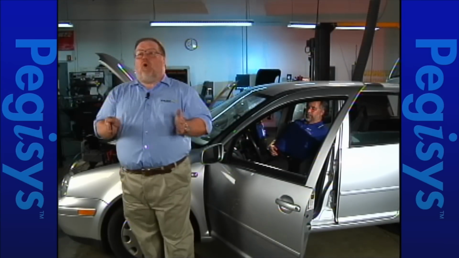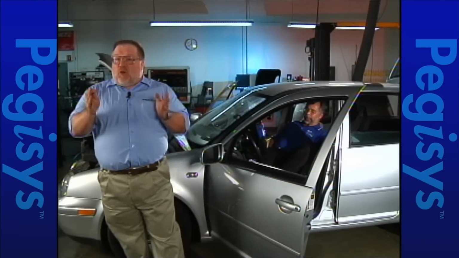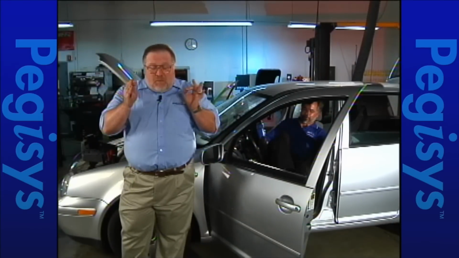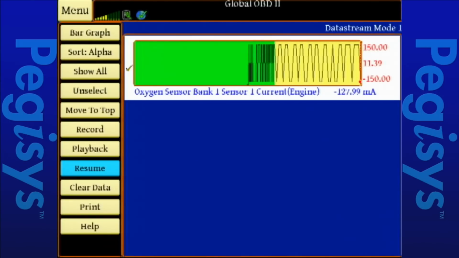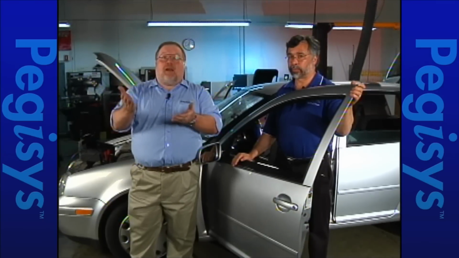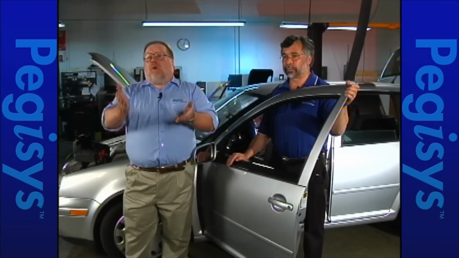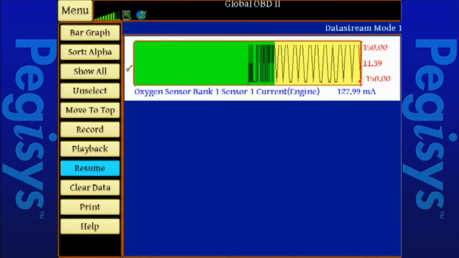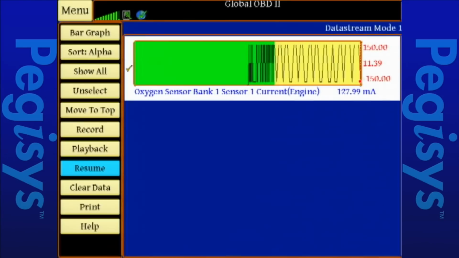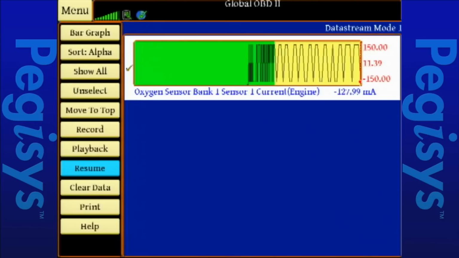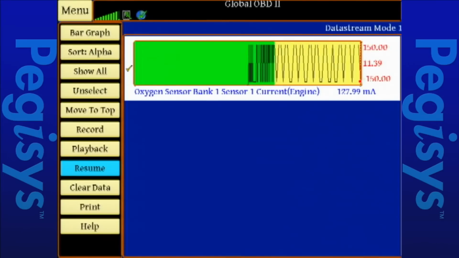Now, I just want to point out to you guys, when we're looking at that graphing, be really sure that you pay attention to the actual scale here, because if you don't, you can get yourself in a little bit of trouble. It looks like there's a lot of movement on that graph, okay? But if you look at the scale, you'll see the range we're talking about is plus or minus 150 milliamp. Even though it looks like a lot of movement, that for all intents and purposes is running darn near flat line.